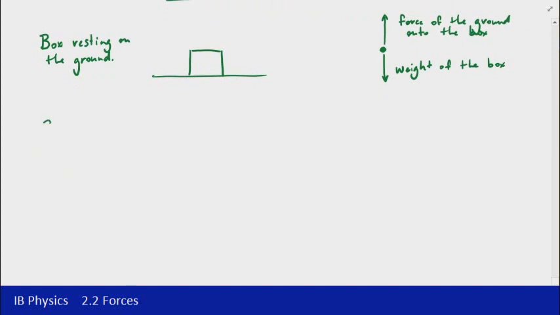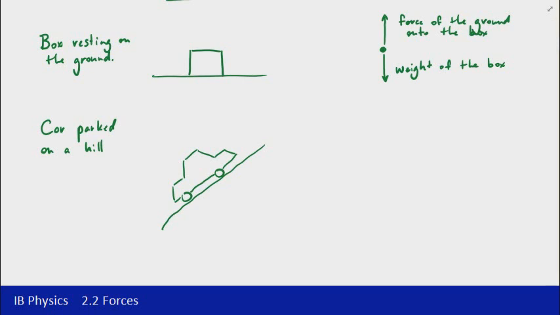Last example will be a car parked on a hill. So in this case, it's a little bit more complicated. So we've got the hill there, so the car will be positioned on the hill, something like this. And again, because the car isn't moving, we don't have to worry about any acceleration or velocity or any of those sorts of things. The free body diagram here, though, is a little bit more complicated. So as with any object near the Earth's surface, we're going to have the weight of the car pulling it down.